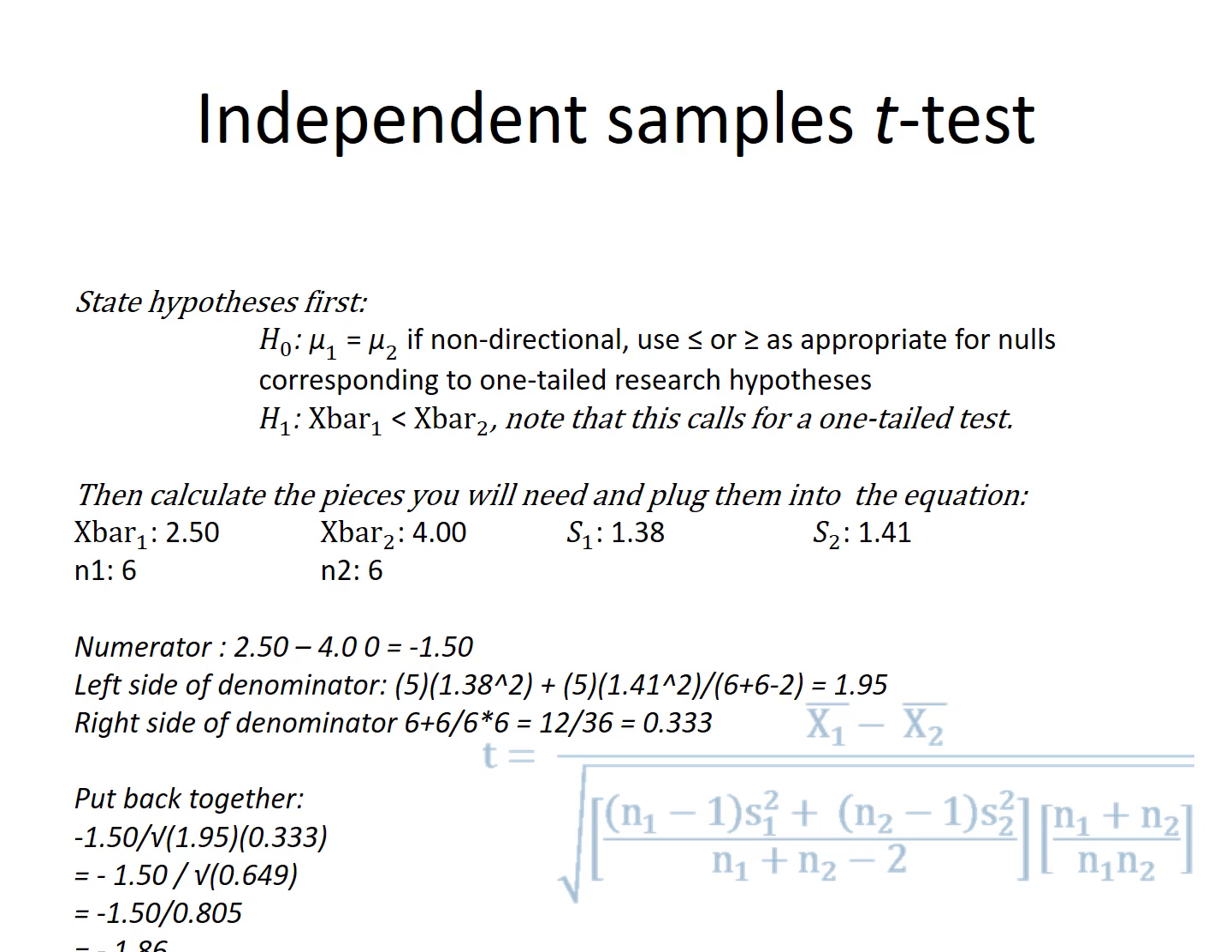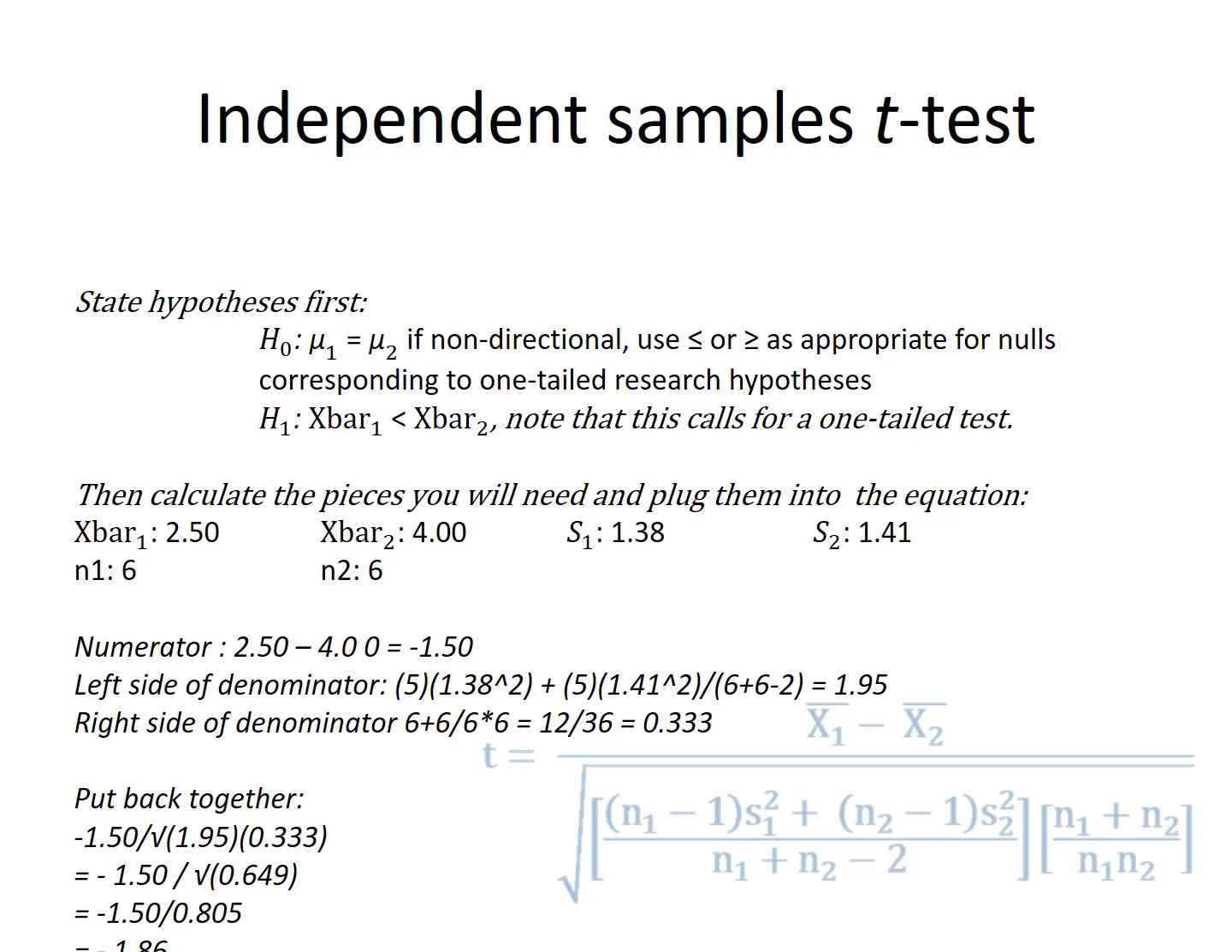Let's review again our formula down here in the corner before we start gathering our pieces. The formula requires the mean for each group, the sample size for each group, and the variance for each group, or the standard deviation squared. We'll need to find then 6 things: the mean, standard deviation, and sample size for each of the two groups.